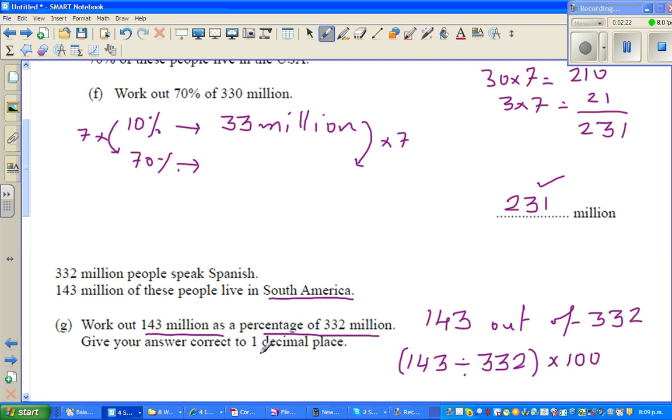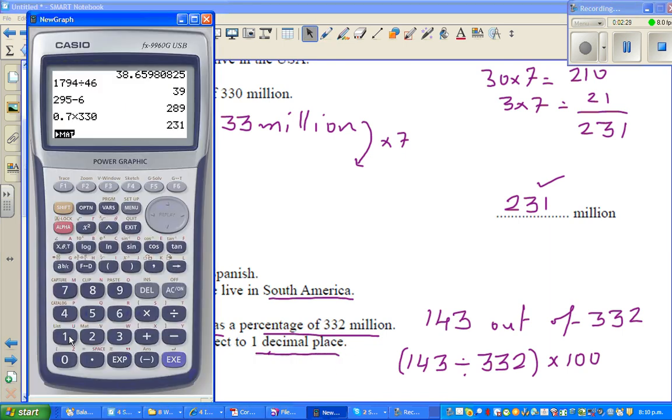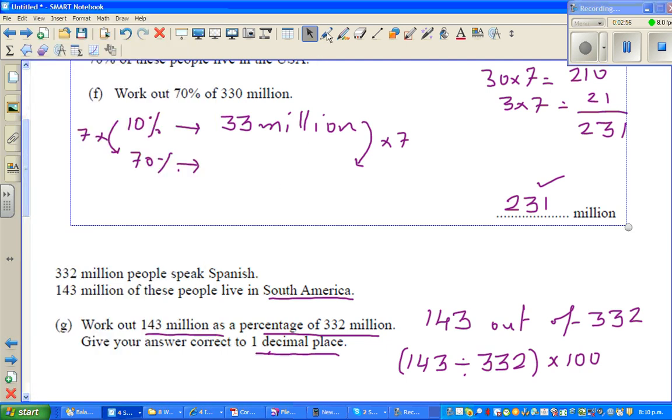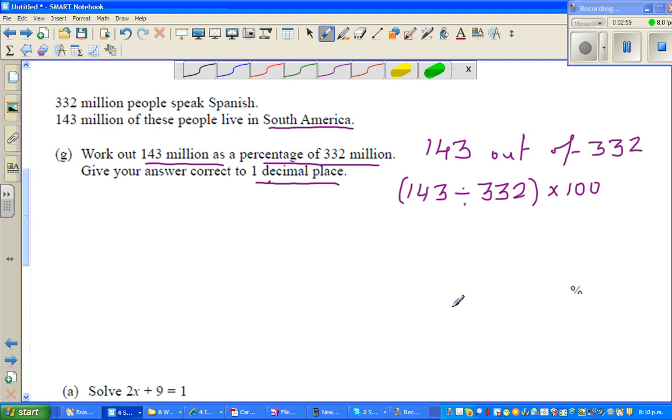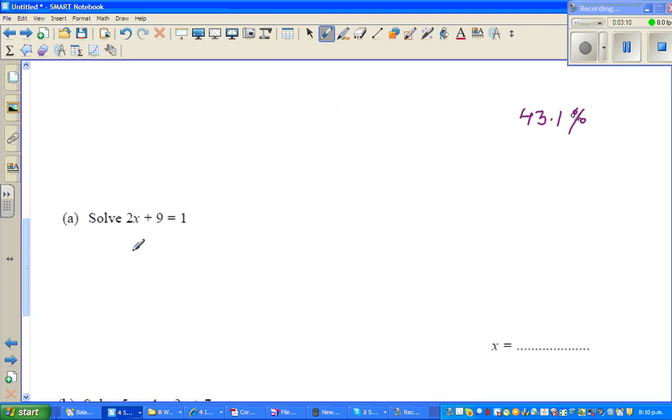Now we have to be careful. You have to write your answer to one decimal place, so you'll need a calculator. So it's 143 divided by 332, which is out of 1, times 100. And you want to round it to one decimal place. So which is 43.07. Whenever you're rounding to one decimal place, you look at the second number. The second number is 7, so you have to round up. So it is 43.1%. So my answer would be 43.1%.